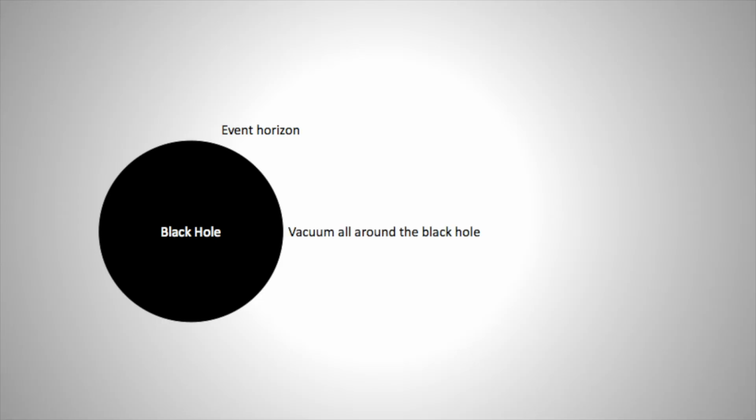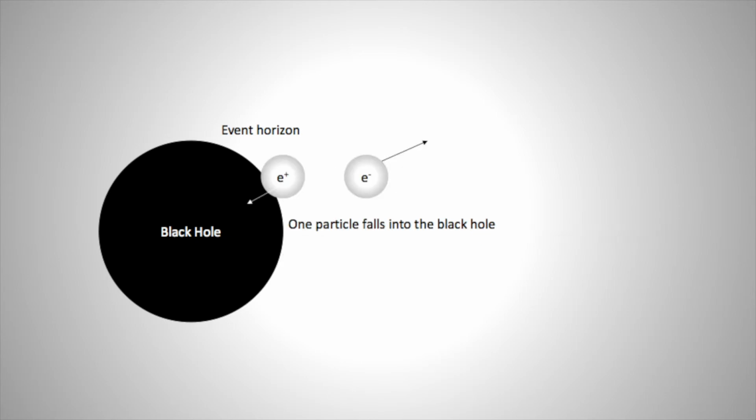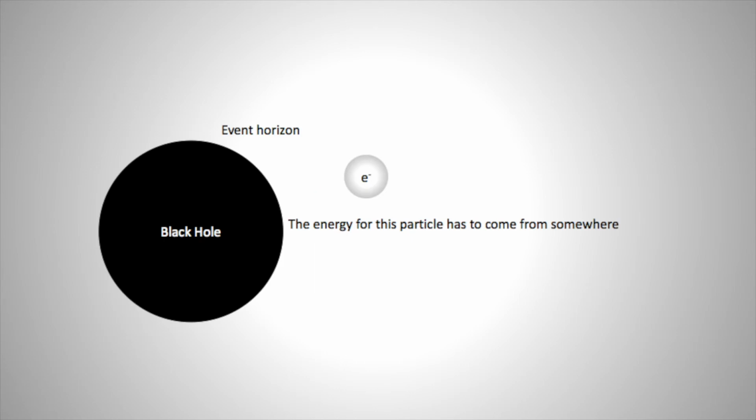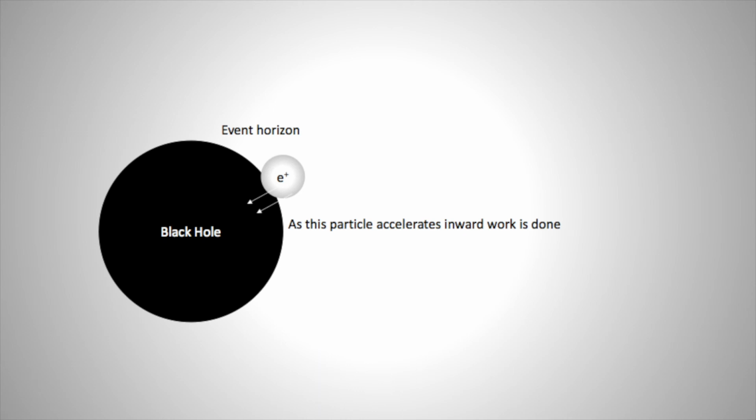Virtual particles are created in the vacuum of space, and one of these particles in the pair gets sucked into the black hole, which leaves the other to become a real particle. But in order to obey the law of conservation of energy, we use the equivalence principle from general relativity, which states that in space-time, gravity cannot be distinguished from acceleration. Therefore, the gravity accelerates the particle which has been sucked in by the black hole, which does work on that particle and gives its partner particle the energy to become real.